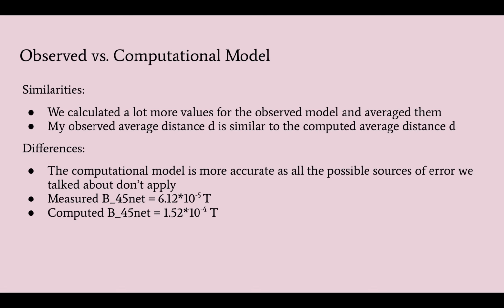And then for observed versus computational, we calculated a lot more values for the observed model and averaged them, which we didn't do for the computational. The observed average distance D is similar to the computed average distance D, so those were similar values from both models. As for differences, the computational model is more accurate as all the possible sources of error we talked about don't apply. And then, like I said, the measured and computed B nets are a little bit different.